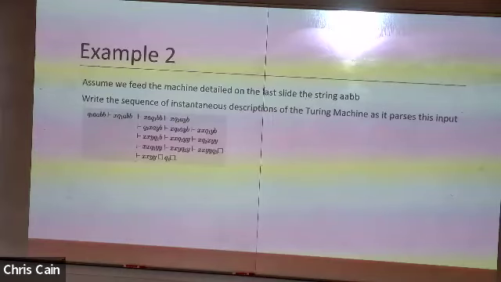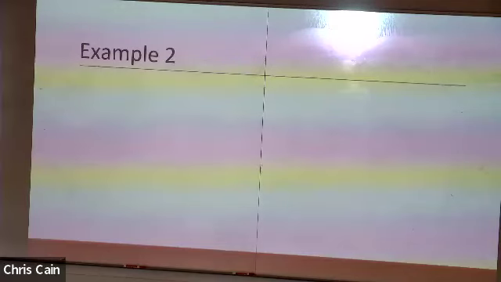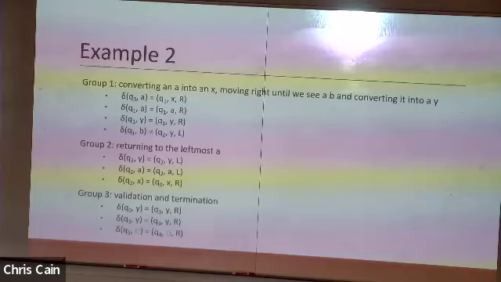Take 15 seconds, refresh yourself on that diagram, the transitions, see if you can remember exactly what they mean, what they did. I'll have them up here as well. So we were replacing a single A with a single X, moving all the way to the right to see a single B, changing that into a Y, and then moving back to find the new leftmost A that hasn't yet been converted to an X. And then we continue to do that process until there are no A's left or there are no B's left.